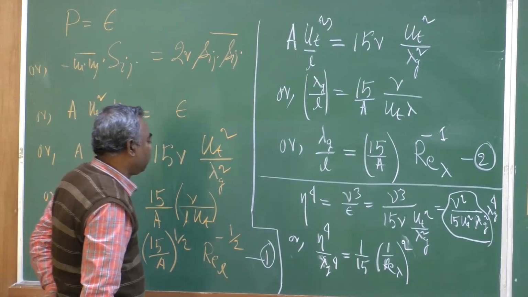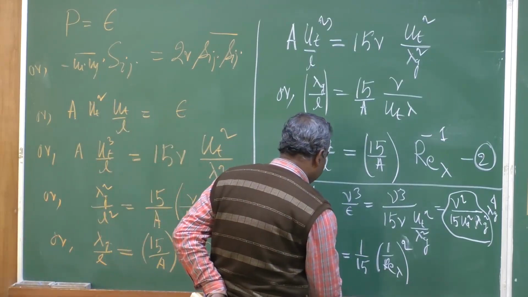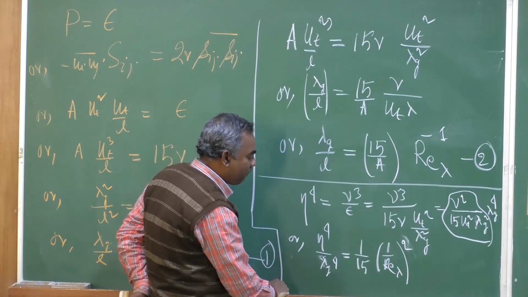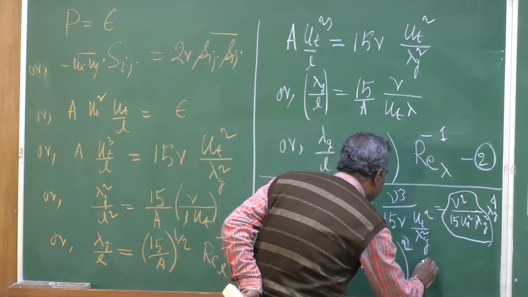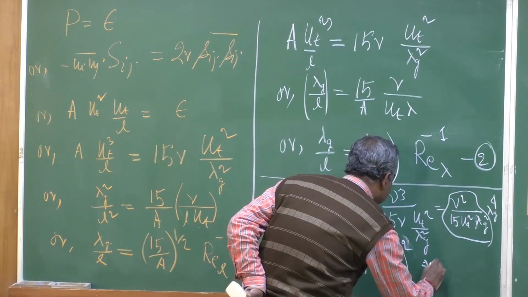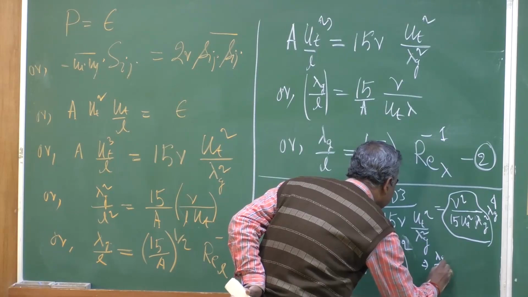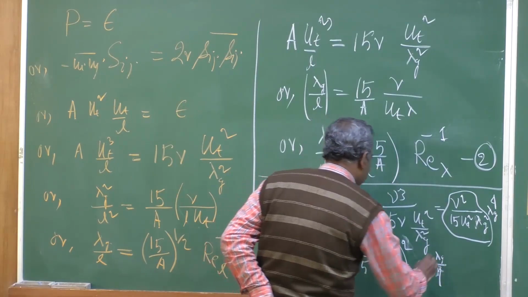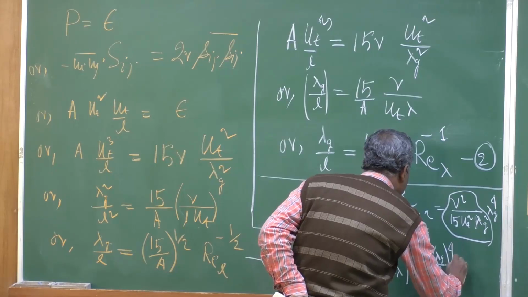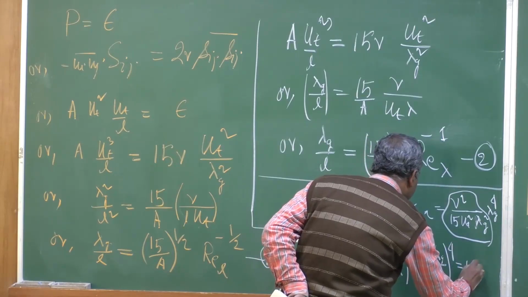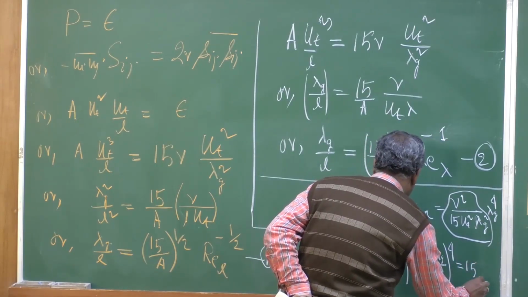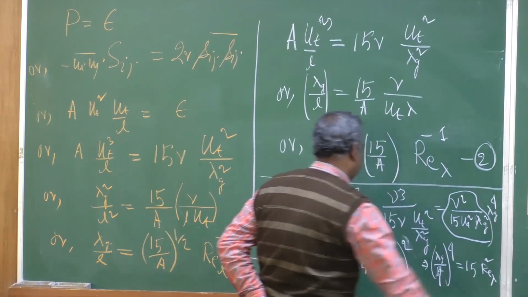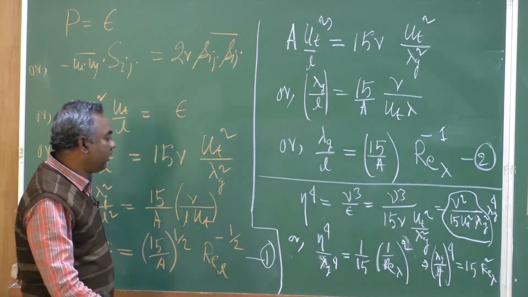So, from this we can get, if I write it the other way around, lambda g by eta to the power 4 equals 15 R e lambda square, right.